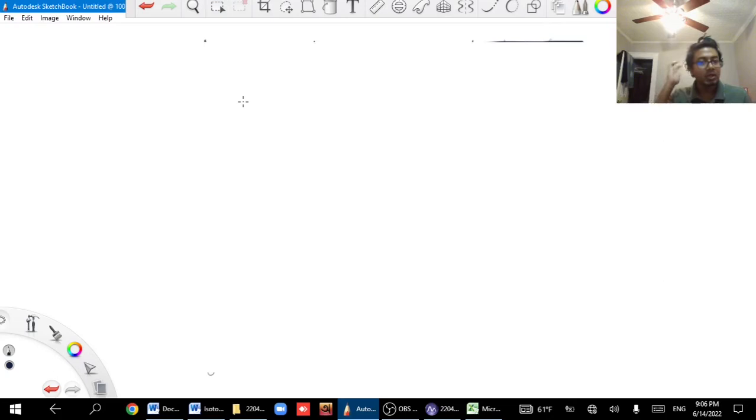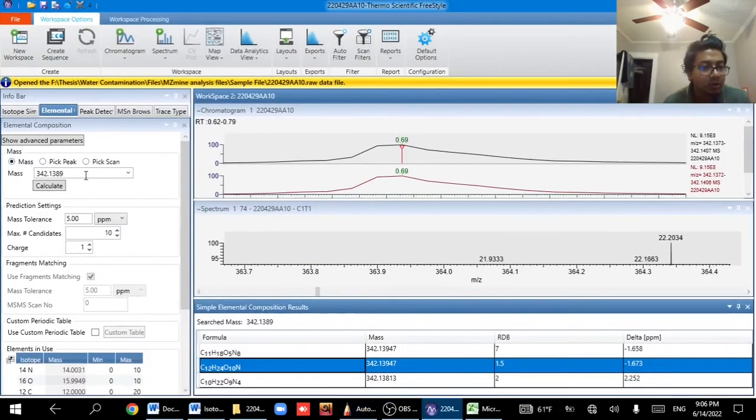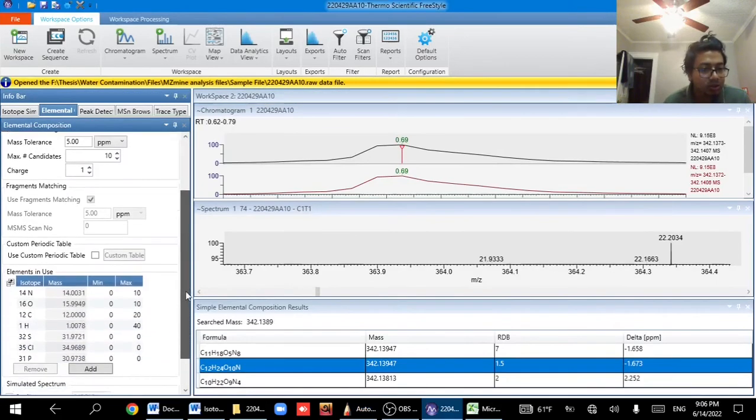Now remember that 342.1389, this is the charged value, and this is the m/z value, right? m/z, and we considered the charged particle, you can see here, right? This is the charged particle, right?